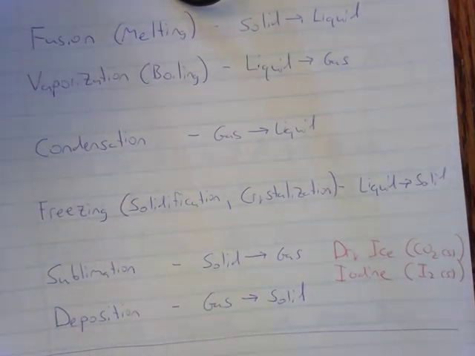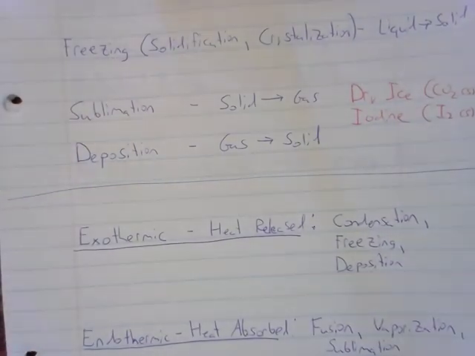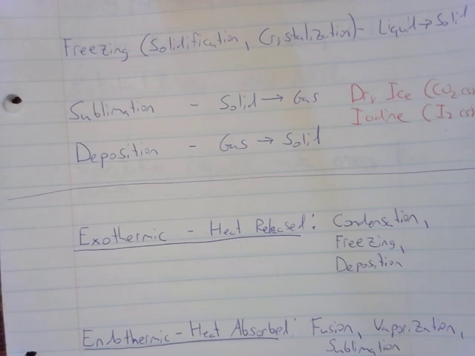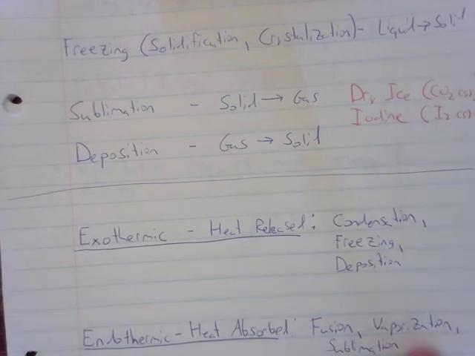Now, some other terms I want to point out. Exothermic and endothermic. We've learned about those terms before in a previous video. Exothermic means heat released and endothermic means heat absorbed. What phase changes are exothermic and what phase changes are endothermic? Well, the exothermic phase changes are condensation, freezing, and deposition. In other words, anytime you go through those phase changes, heat is going to be released. Which ones are endothermic? Fusion, vaporization, and sublimation.